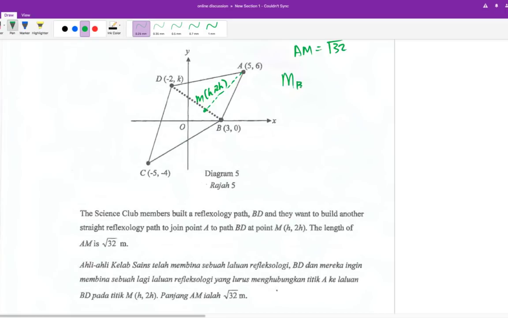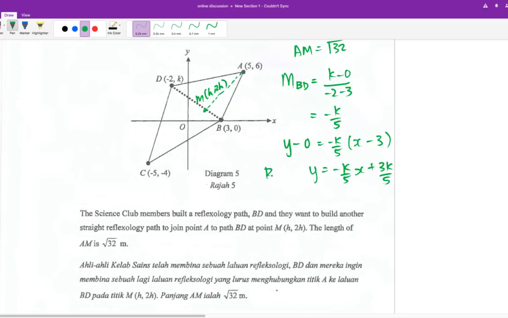So the gradient for BD is basically k minus 0 over negative 2 minus 3. So it's negative k over 5. Then I can form my equation by using y minus 0 equals to the gradient, negative k over 5, and then x minus 3. And then I'll just form this equation. So I will get y equals negative k over 5 x plus 3k over 5. This is the equation of BD.